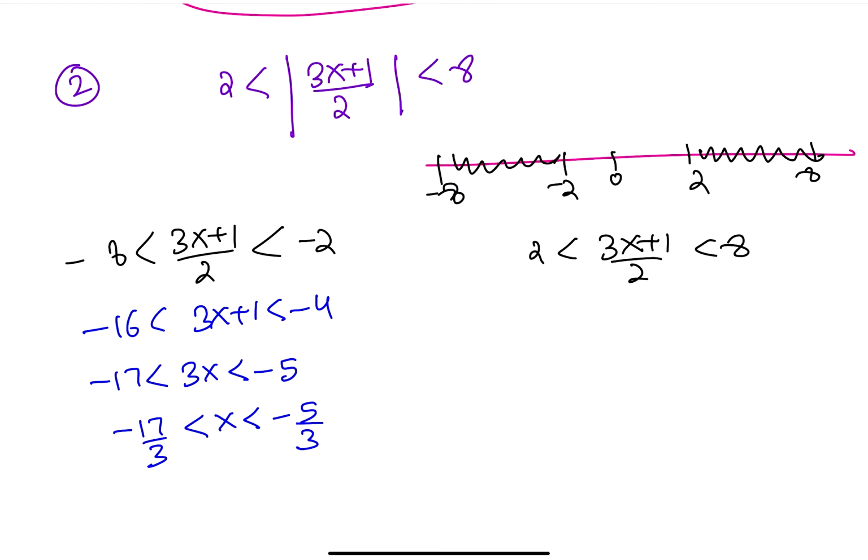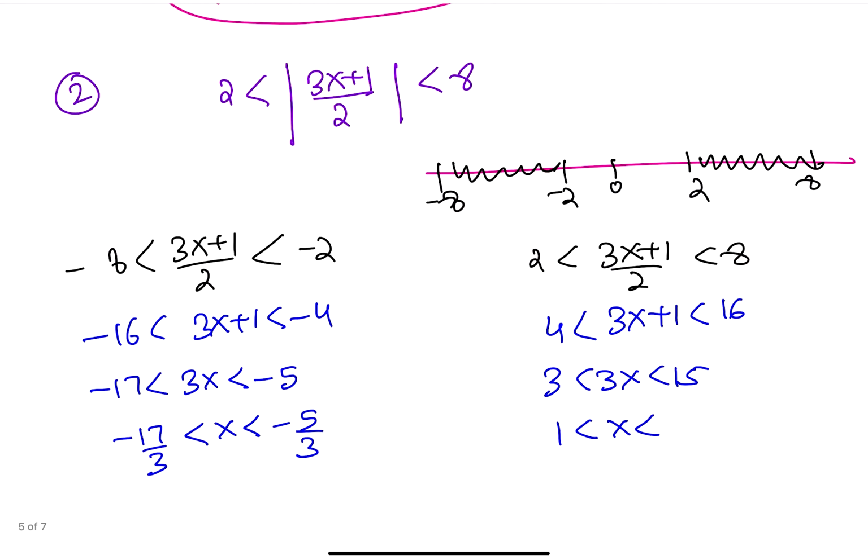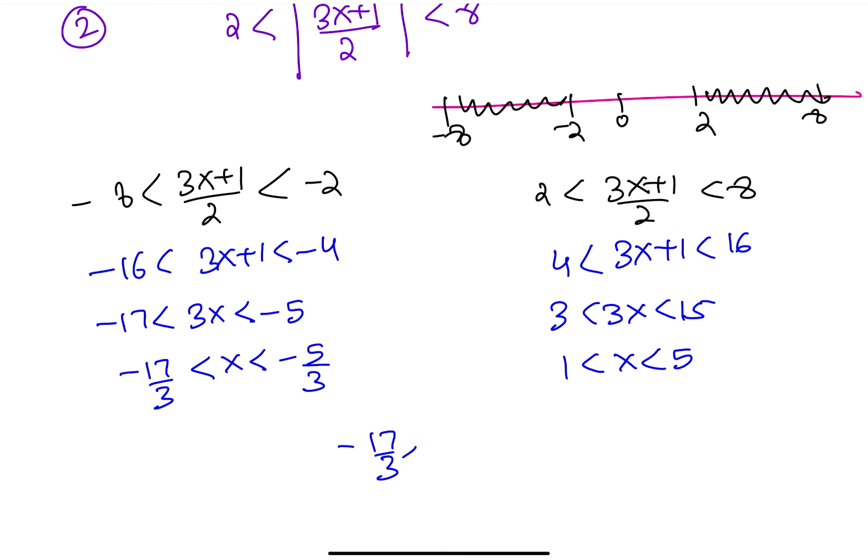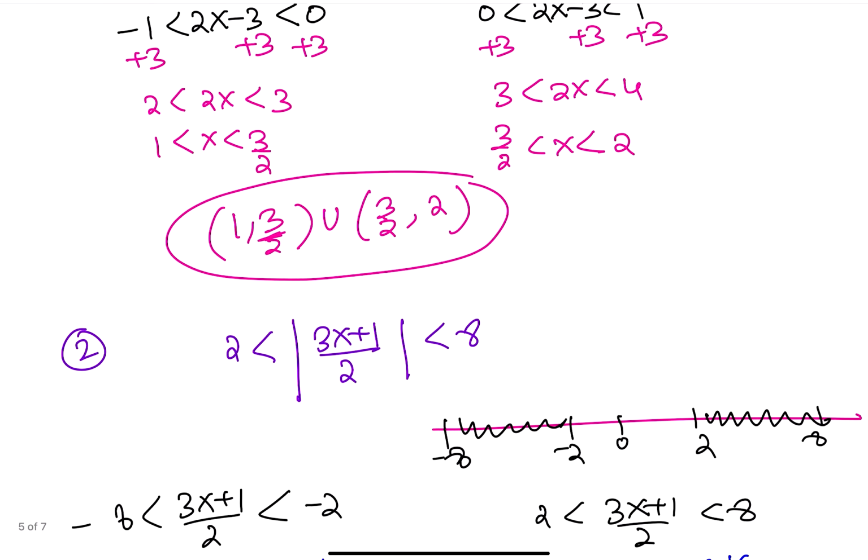And let's see what we get from the other inequality. Multiply everything with the 2. Now subtract 1. So we get 1 less than x less than 5. So our solution is that x can lie between -17/3 to -5/3, or it can lie between 1 to 5. And there's no equal sign again.